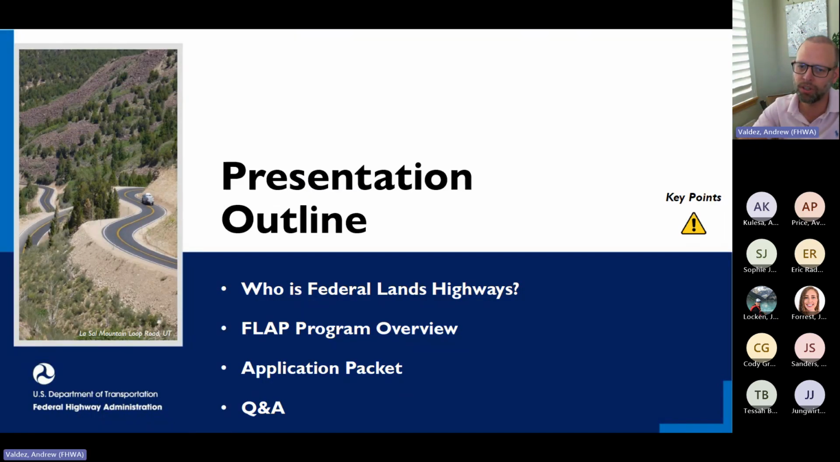So here's our general outline for today. This may be review for some of you, but for others, this might be just totally new information. So we're going to cover federal lands, highways, and the Federal Lands Access Program, basically A to Z. And then we'll get into the elements of the application packet itself. And like I said, we'll close with Q&A. I've also got some key points just to keep an eye out for scattered throughout the presentation with the little yellow indicator there.